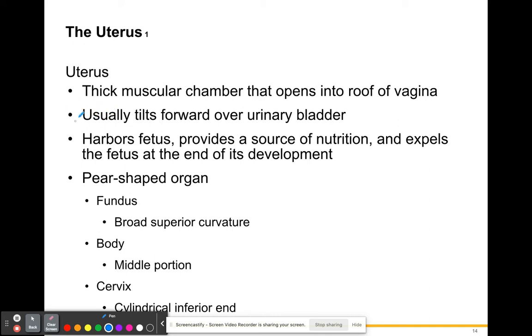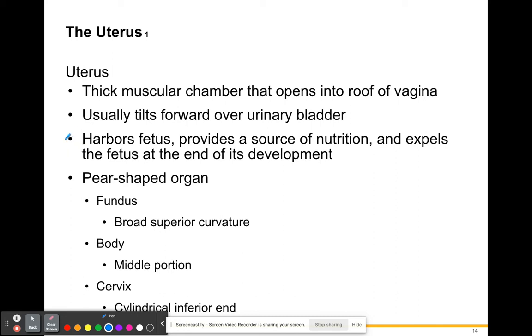The fact that it sits over the bladder is the reason why pregnant women have to use the bathroom all the time. When the baby is growing, it's sitting basically on top of the female's bladder, which is going to reduce the amount of volume that the bladder can hold. So pregnant women tend to have to go to the bathroom a lot more often because their bladder is being squished by that developing child. And as the pregnancy goes on, the child gets bigger. It makes the bladder even smaller.